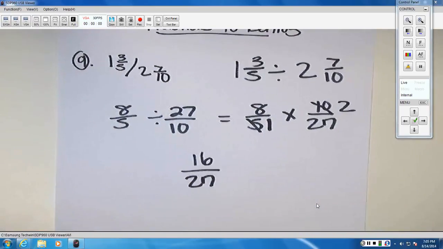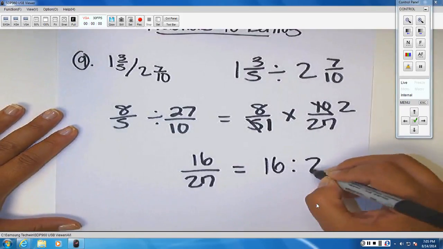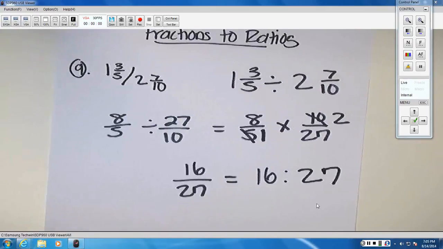So I'm left with this little simple fraction. It can't be reduced any further. And so I'm going to turn that into my ratio of 16 is to 27. And that's your final answer.